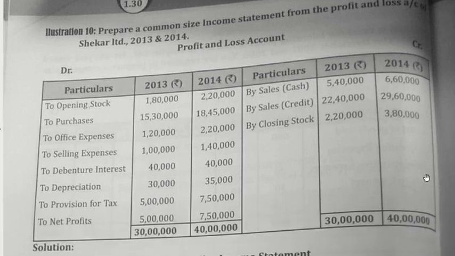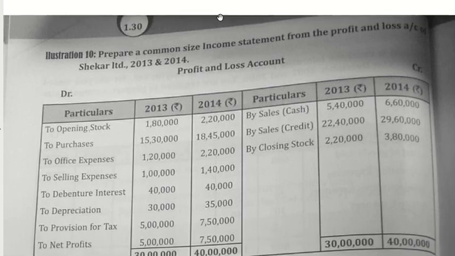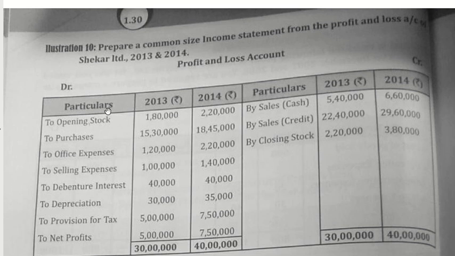So moving on to our next question. Prepare a common size income statement from the profit and loss account of Shekhar Limited 2013 and 2014. So our base year is 2013, our current year is 2014. We'll start with the debit side of the profit and loss account. They have given the opening stock and the closing stock. So opening stock minus closing stock, you will show it as changes in inventories under your expenses. Then you have purchases, which is expense.